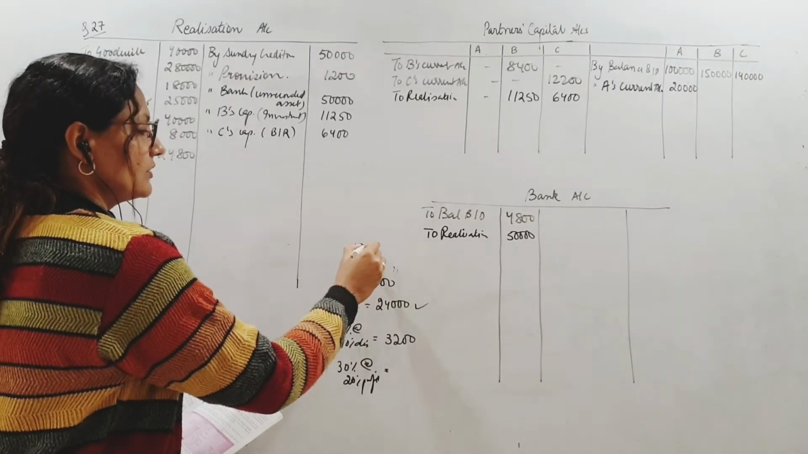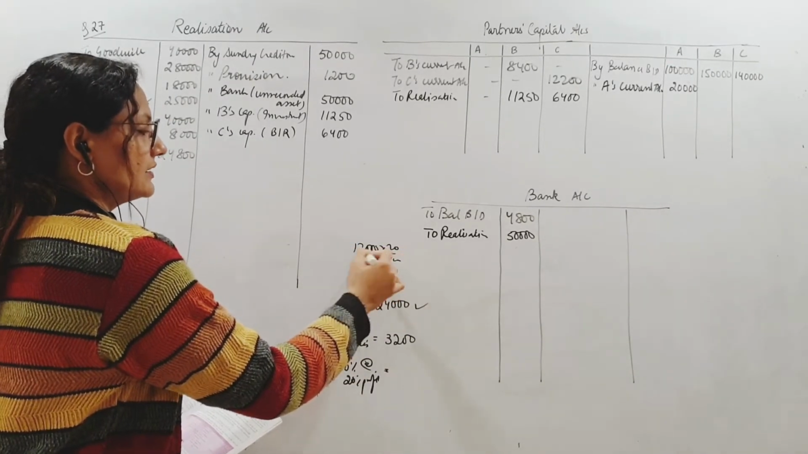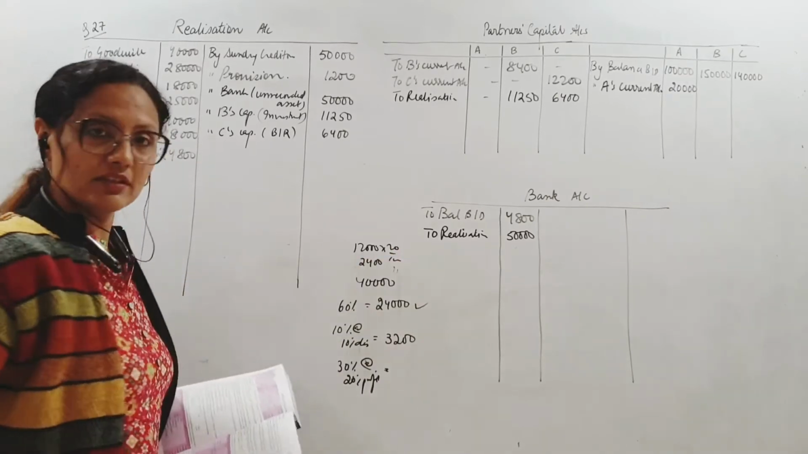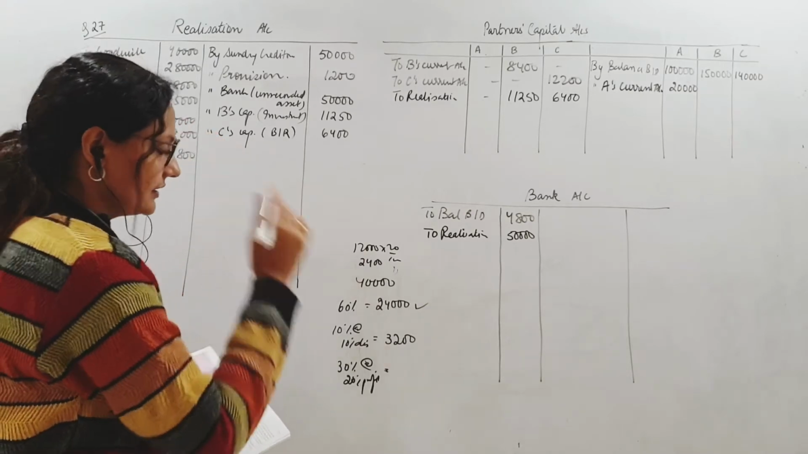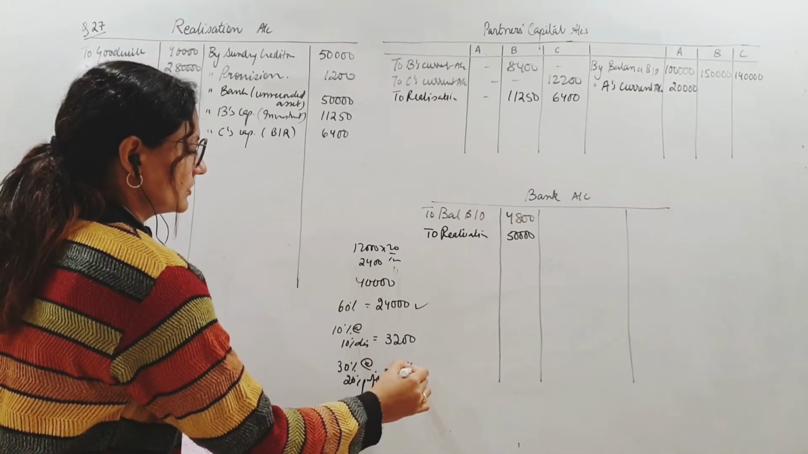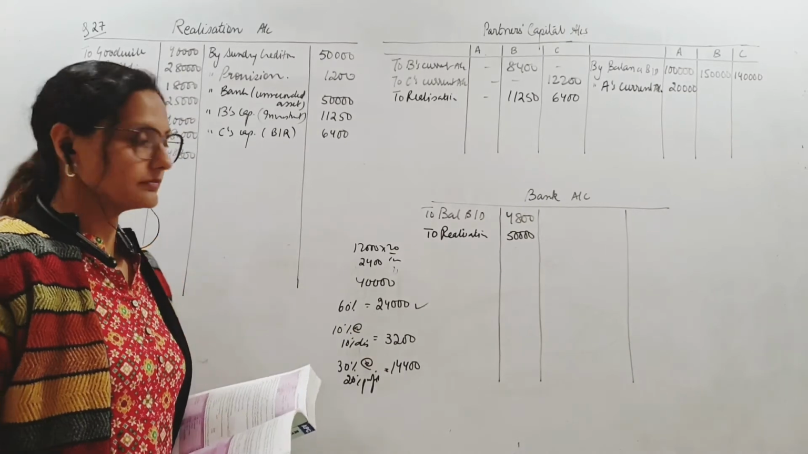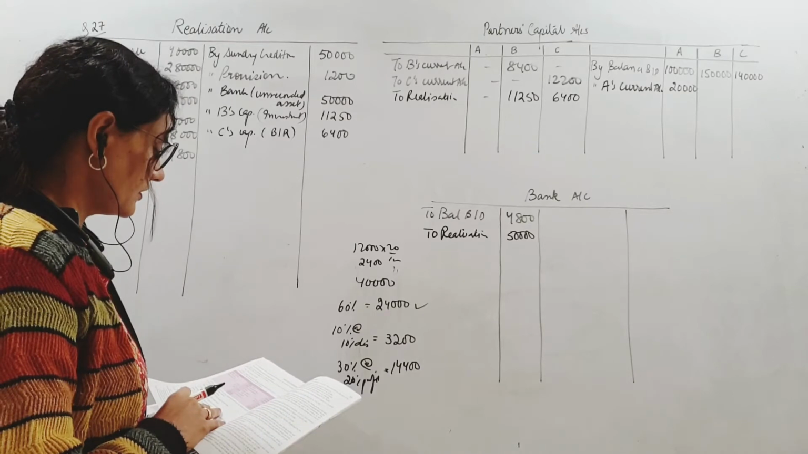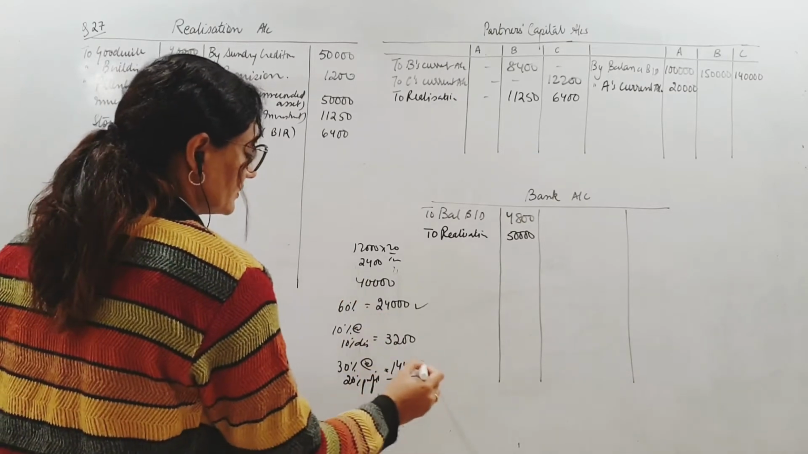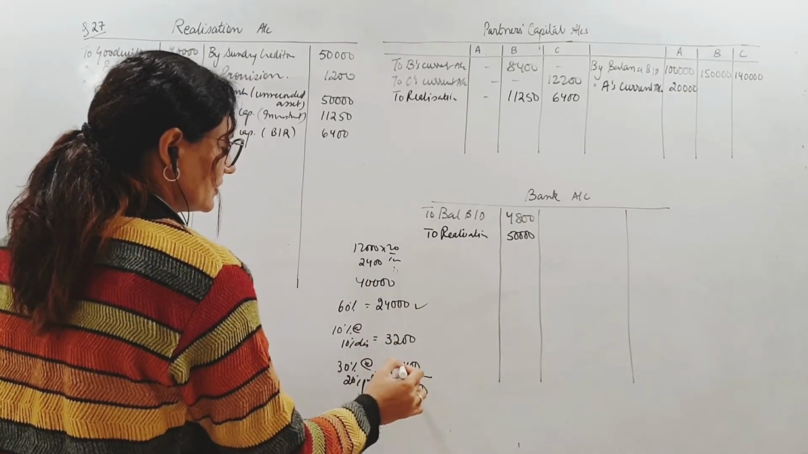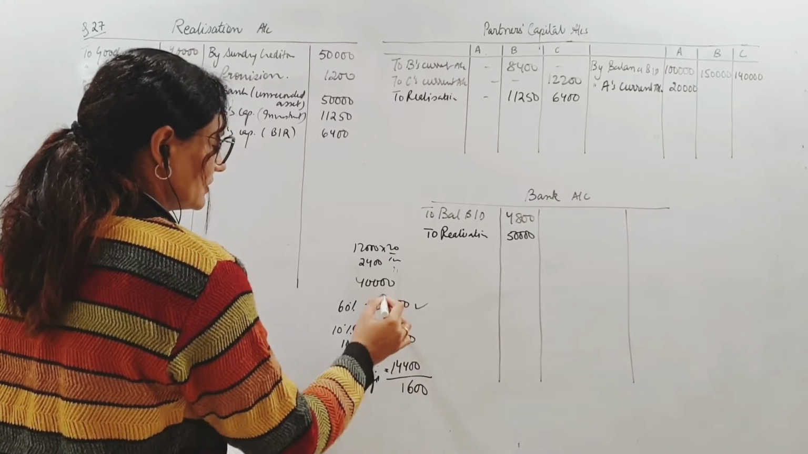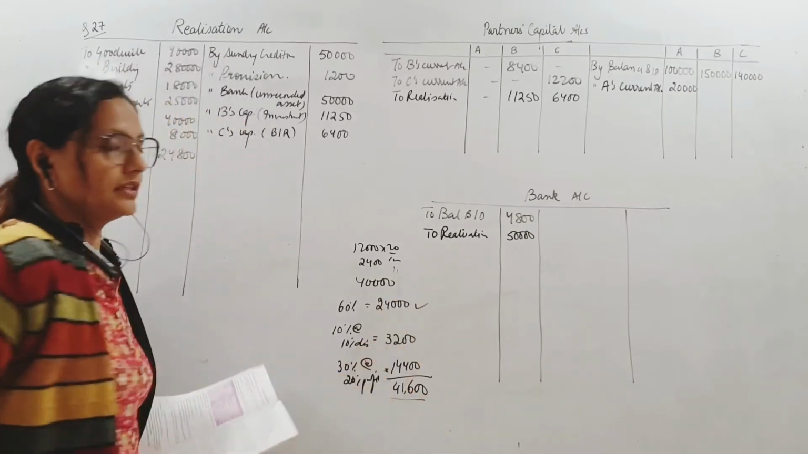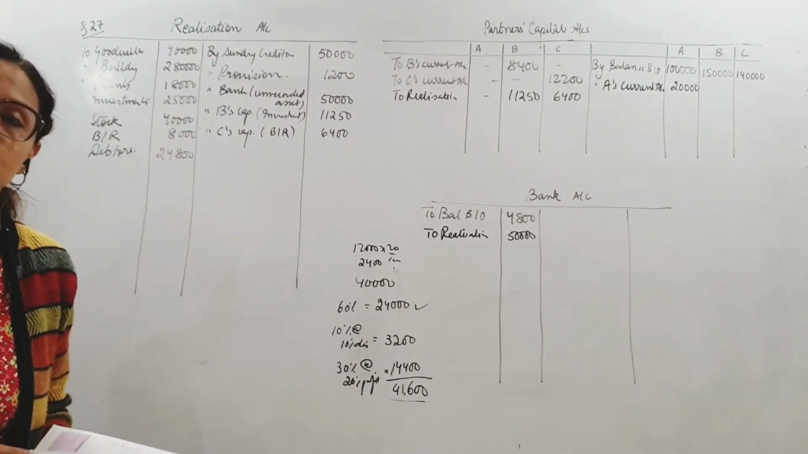So 12,000 ka 20%, that comes to 2,400, right? So if we add it, it comes to 14,400. Alright? So that's how your stock has realized this amount. Alright? So if I total it up, 24,000 plus 3,200 plus 14,400, 41,600. This is the total amount that I have realized from stock.